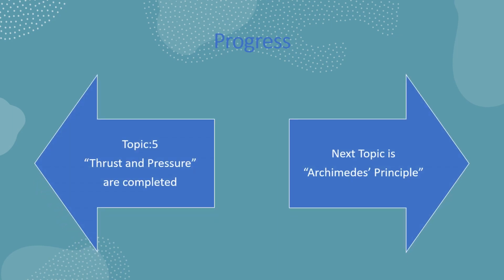Now let's go for progress. What is the progress? Till now we learned thrust and pressure. Out of 6 topics, 5 topics are completed, right? The next topic is Archimedes principle, and let's cover it in some other class.